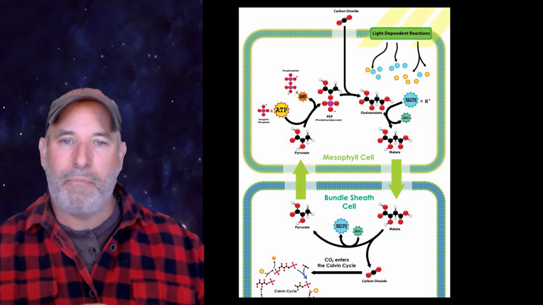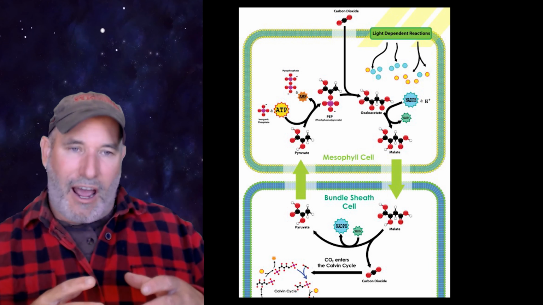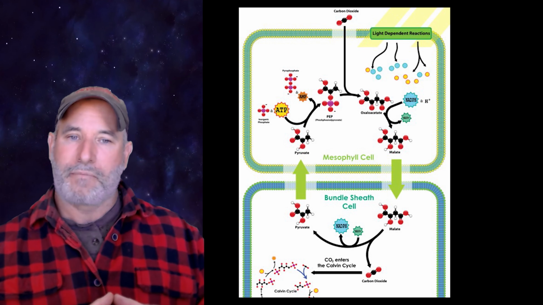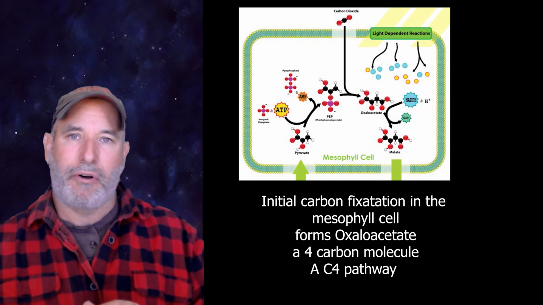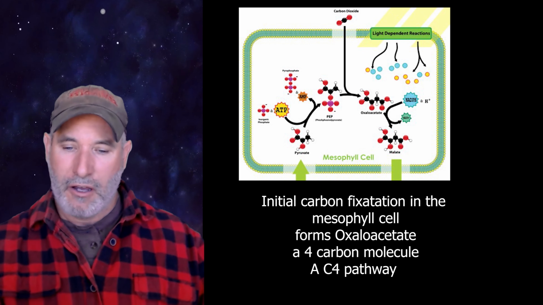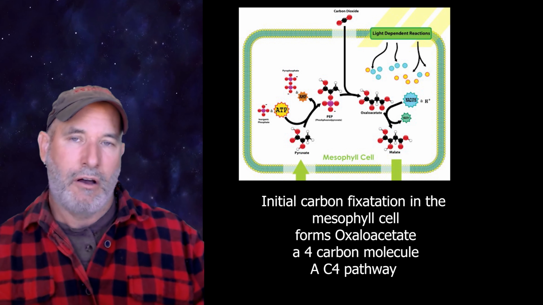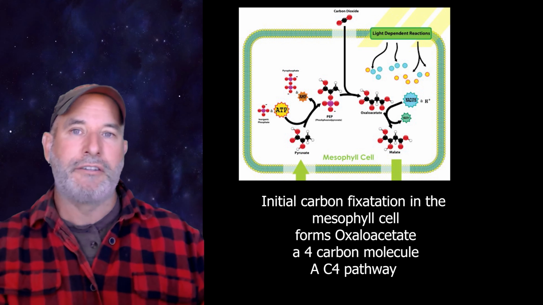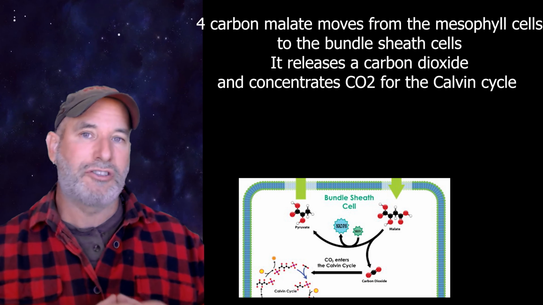And like I said, what C4 is telling you is that you're going to have initial carbon fixation that forms a 4-carbon compound. Okay, so C4 pathways separate the initial carbon fixation in space. So we're going to go to a type of cell called a mesophyll cell. Okay, and this is where we're going to have initial carbon fixation. And then we're going to do the Calvin cycle in another cell called the bundle sheath cells.